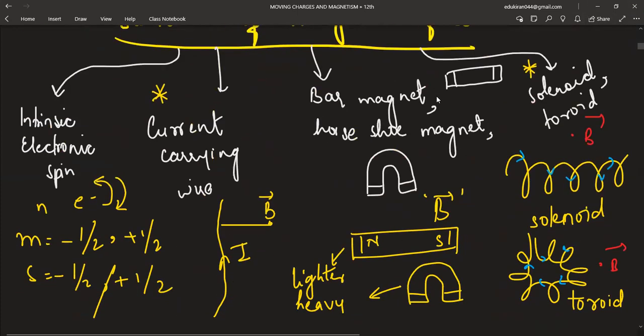And when we are discussing the sources, intrinsic electronic spin is important, current carrying wire is important. Then you have the bar magnet, horseshoe magnets, all the types of magnets which are available. It's not necessary that you have only a single type of magnet. Any magnet which can produce the magnetic field counts. And lastly, we have the solenoids and the toroids. As I've told you, these two are only there in your syllabus, which we have to discuss. So I'll start with the first one.